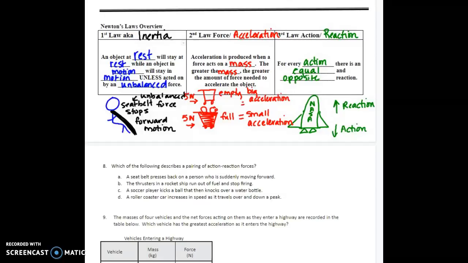Newton's third law is also known as action and reaction. For every action, there is an equal and opposite reaction. Again, another classic example is a rocket ship as it starts to press down and its thrusters push down, which forces the rocket to travel up.